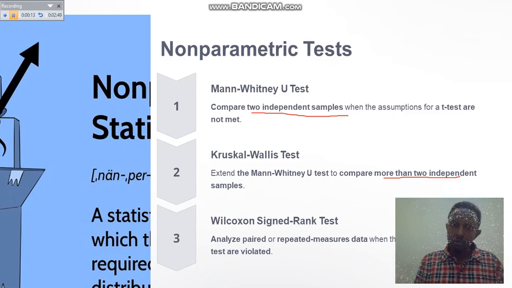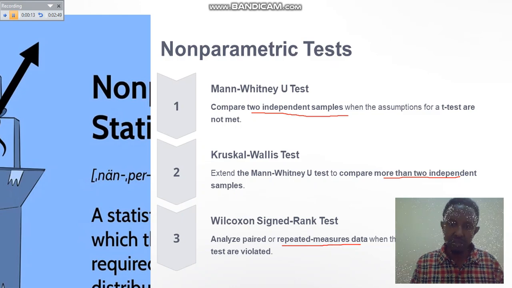The Wilcoxon signed-rank test analyzes paired and repeated measures when the assumptions of the t-test are violated.